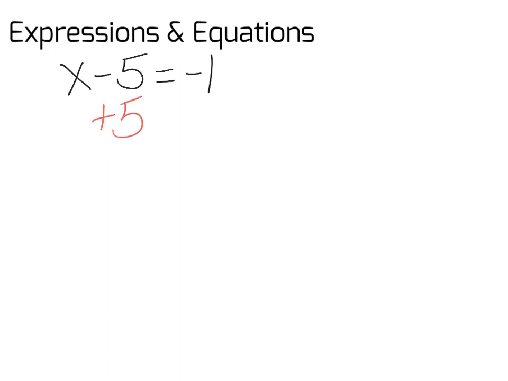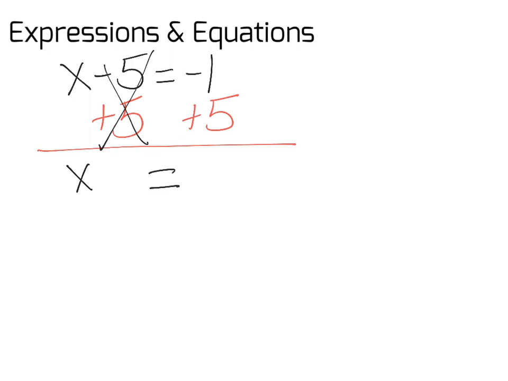But if I add 5 to one side of the equation, remember the rule states I have to add 5 to the other side of the equation. Now what I'm going to get is x, and -5 and a +5 is nothing, so I don't even need to write that down. That just cancels itself out. Equals, and then I have a -1 and a +5, so that's going to be 4. So x equals 4.